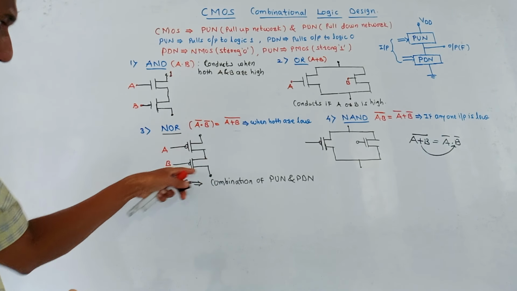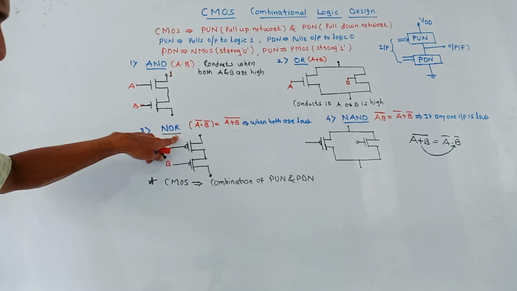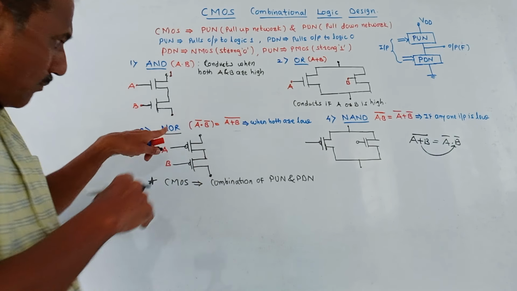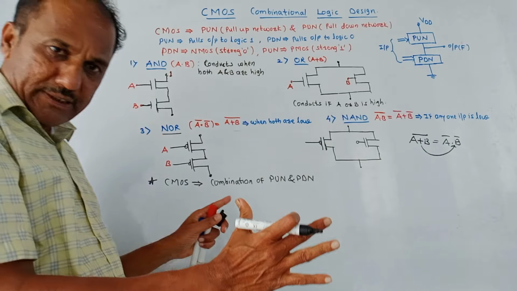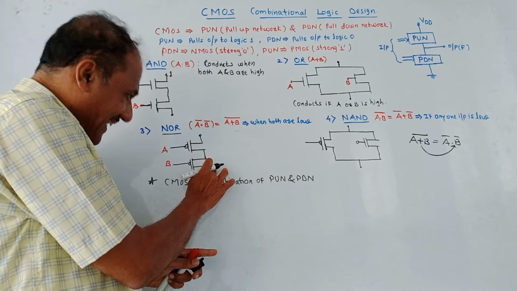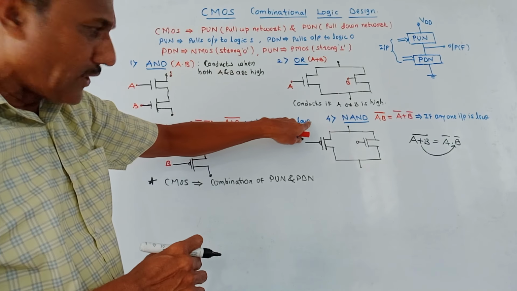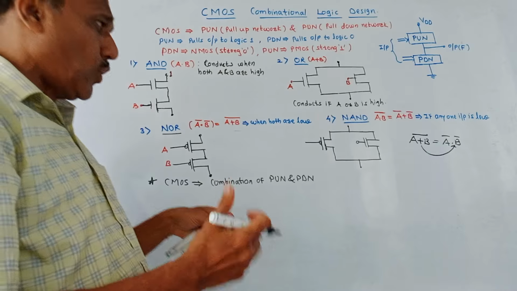So this is the p MOSFET. I mean, two p MOSFETs are connected one after the other. This is called the series connection. So for the NOR gate, two p MOSFETs are used, which are connected in series, and this circuit conducts when both inputs are low.